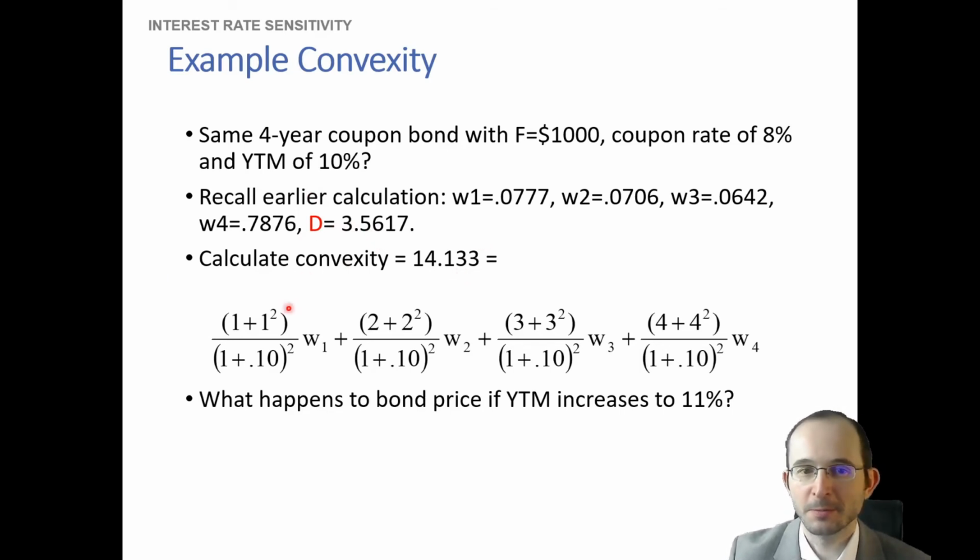Now remember, this is going to be those same weights that we used to calculate duration, so we don't need to recalculate those. The maturity term is now going to be maturity squared plus maturity over 1 plus the yield squared in all cases. Maturities for years 1 through 4. And so now let's actually ask ourselves, what is going to happen to this bond price if the yield to maturity increases to 11%? Let's create a forecast of it using just duration as well as duration and convexity.